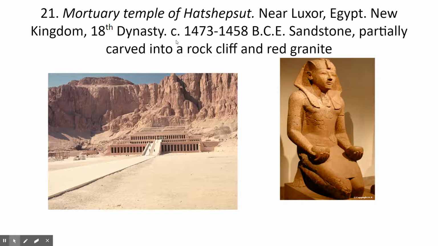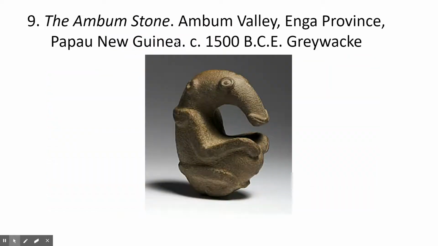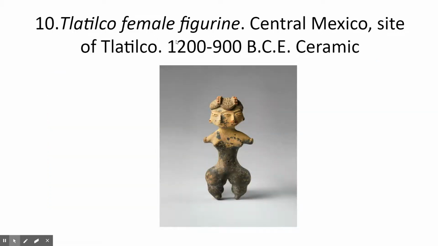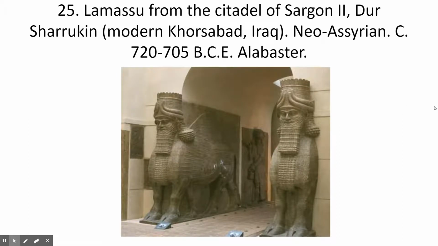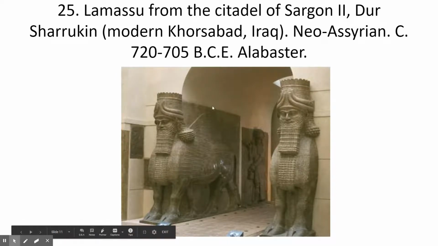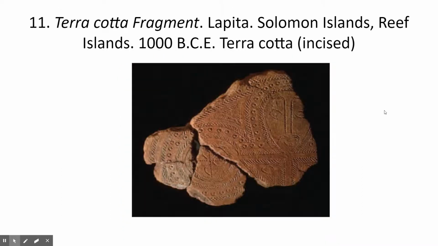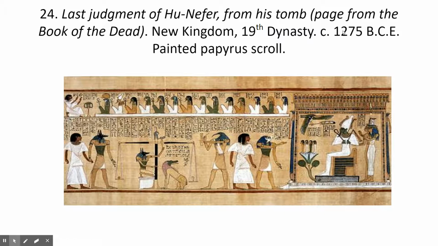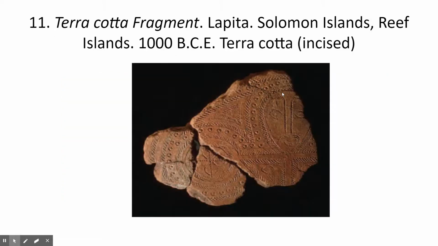So this work here is about the same time as this work, right? Totally different areas of the world. And then we have the Tlatilco female figurine. So yeah, there might be suggestions of fertility with those hips for sure. Somewhere around 1200 to 900 BCE. And this falls somewhere a bit after that. So we have the Lapita piece. Okay, so this is around 1000 BCE, again, also from the Pacific Islands area. And this is about 200 years prior to this.